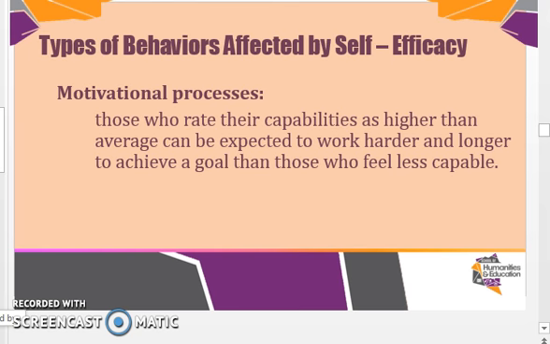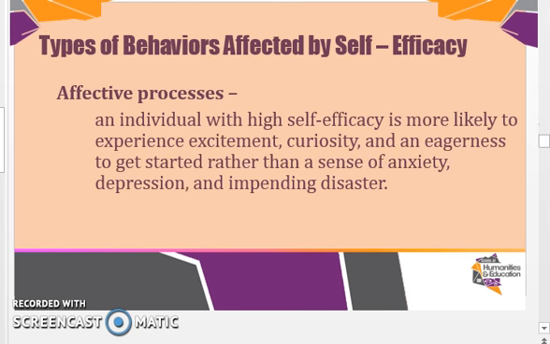And we find there that a person with high self-efficacy is more likely to experience the positive emotions of excitement and curiosity and eagerness to get started rather than individuals with low self-efficacy who dread taking on a particular task.